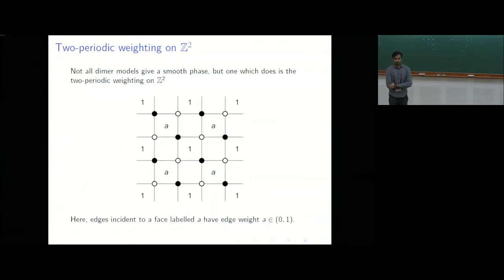Okay, so not all dimer models actually give you a smooth phase, but one that does is the two-periodic weighting. So here, the weighting is as follows. Every face that's labeled A has edge weights: all the edges incident to the faces labeled A have weight A. So this edge here has weight A, this edge here has weight A, this edge here has weight A, etc. And the ones labeled 1 all have edge weights 1.